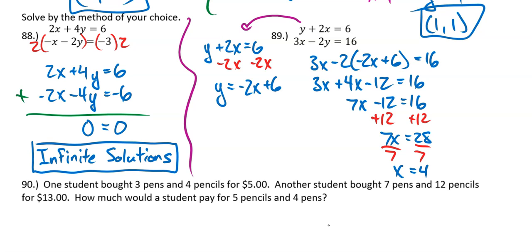So x equals 4. Okay, I'm still not done. I have to plug it back in over here. So y equals -2 times 4 plus 6. That's a -8 plus 6, which is a -2. Okay, and again, I write my answers in ordered pair.